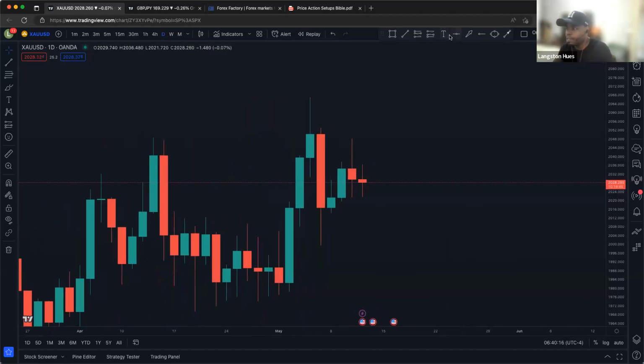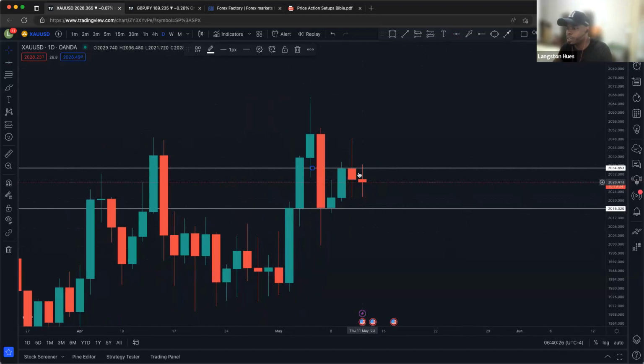We have this support right down here that it can look to come and retest, and we have this resistance right up here, and price is in between, just in this range. So the current daily is bearish.